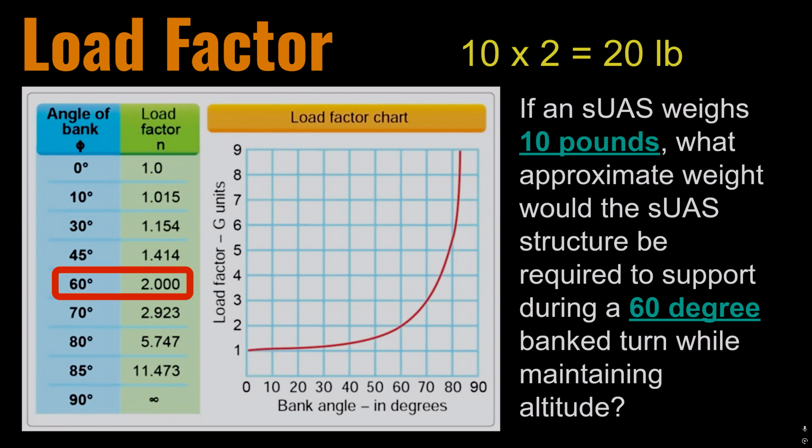They're always going to tell you the weight of the drone and the degree of the bank that you're making. They will also give you this load factor chart in the material that you have access to while you're taking your assessment. You can see here the 60-degree angle of bank has a load factor of 2.0. All you need to do is multiply the weight of the drone, 10 pounds, times the load factor for that angle of bank, which is 2, so 10 times 2. The answer here would be 20 pounds, but sometimes it'll be an approximation, so you may not see the exact weight. Just go for the one that is closest to whatever you calculate.